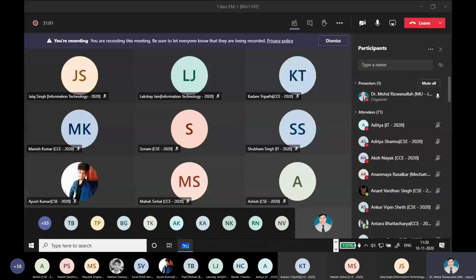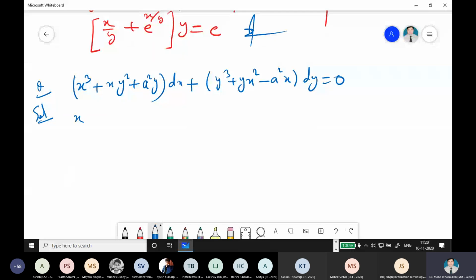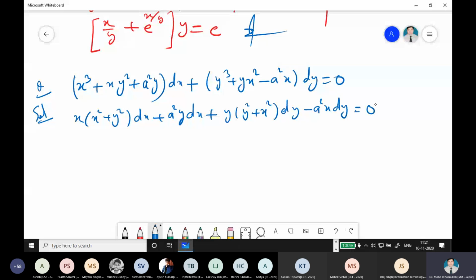I said in the last class that a differential equation can be solved by more than one method if it satisfies the condition of the particular method. So we can write it as x(x² + y²)dx + a²y dx, and then, taking y as common, y(y² + x²)dy minus a²x dy equal to 0. All right. I call this equation 1.